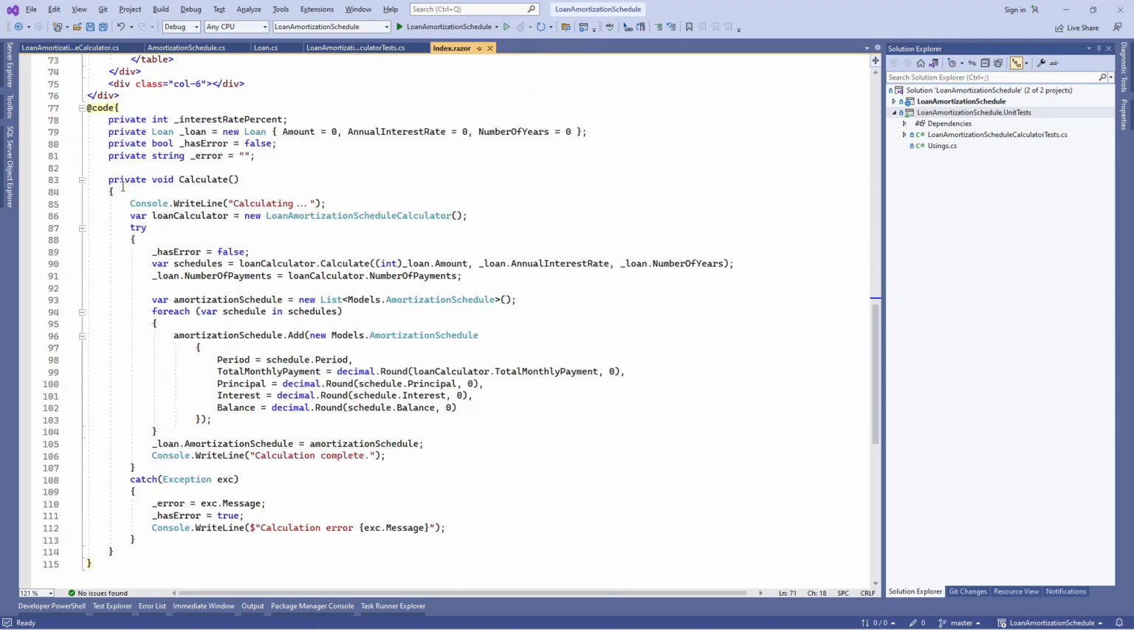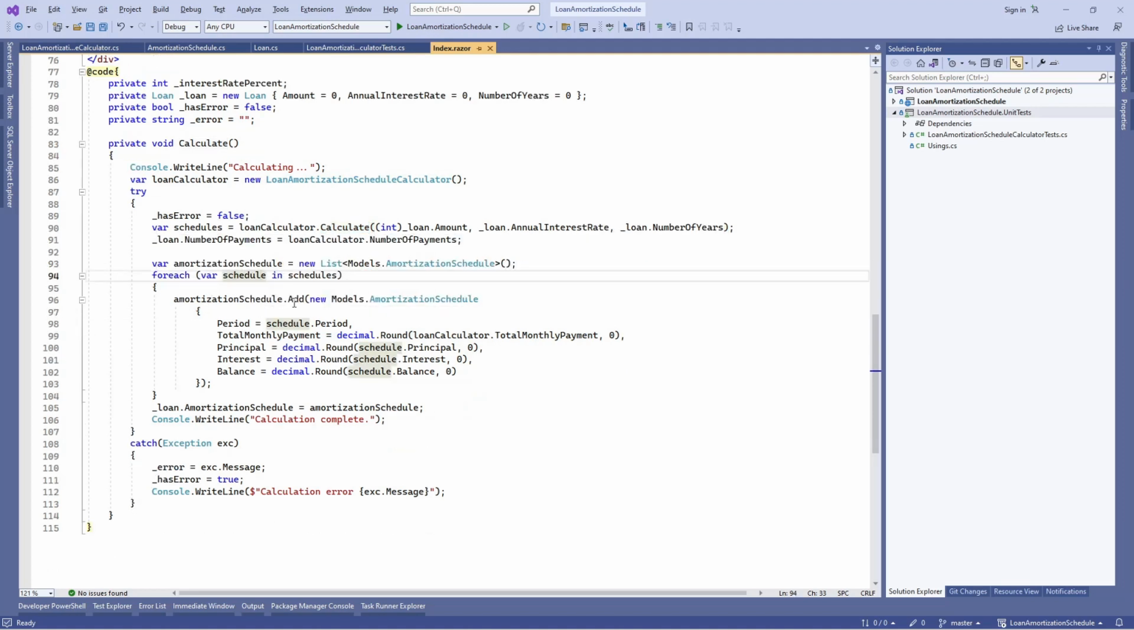Next up is the actual method for the calculate button. Since we already have our calculator class that we have built up using TDD, we can use that one to do the actual calculation. And then, you might have noticed that although the loan calculator can return a list of the amortization schedule, we've still filtered it into a different amortization schedule model.